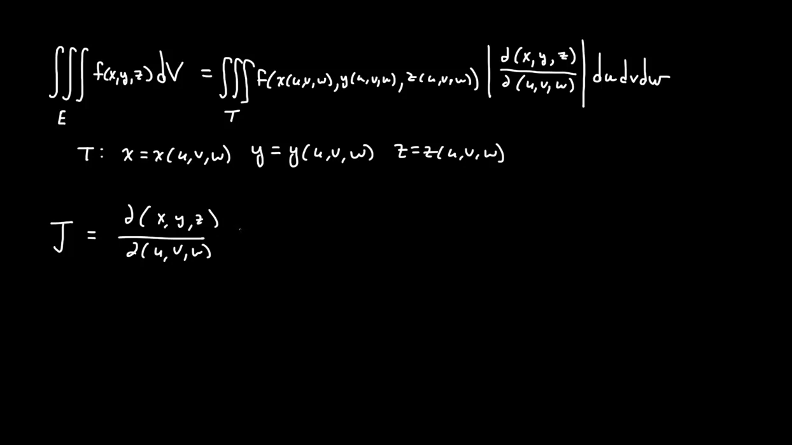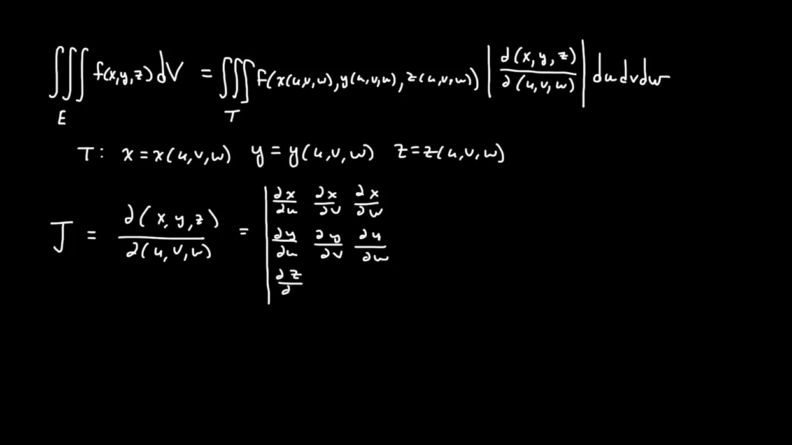Let's see if we can get this pattern down. Remember, it's going to be a determinant, but this time it's going to be a 3 by 3 determinant. So we'll do partial x partial u, partial x partial v, partial x partial w. Next line would be partial y partial u, partial y partial v, partial y partial w, and finally partial z partial u, partial z partial v, partial z partial w. Nice. And I would assume at this point that you know how to do a 3 by 3 determinant.